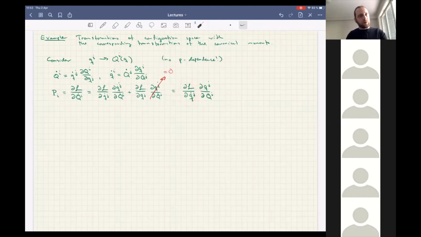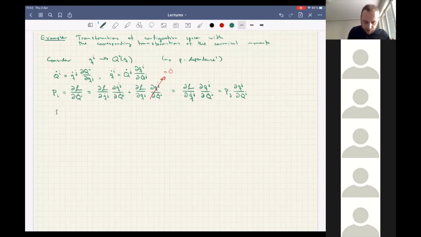However, the first term here we just recognize as the canonical momentum in the lowercase coordinates. So this is actually p j, dq j by dQ i. Okay, so that's our transformation. I have now expressed my capital canonical momentum in terms of the lowercase canonical momentum. Now that we have done that, we can go and look at the canonical commutation relations.